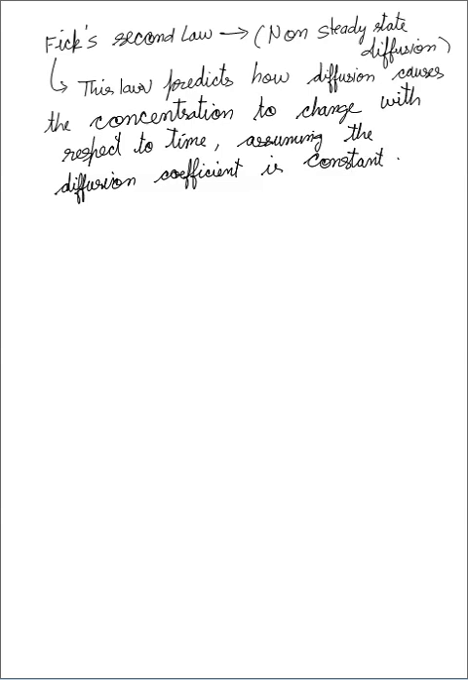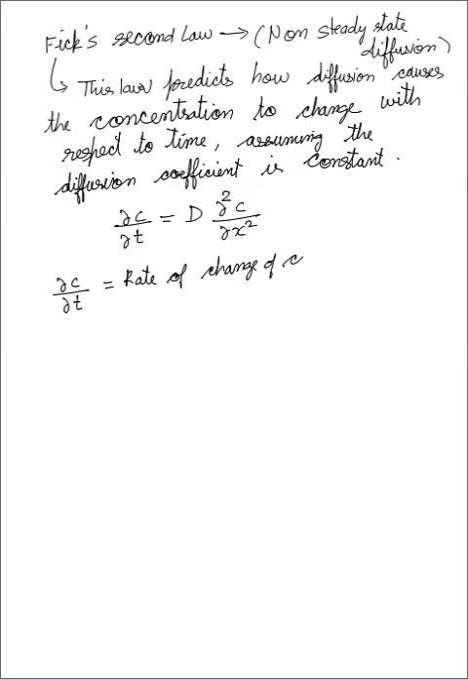Now mathematically we can write ∂C/∂t is equal to D ∂²C/∂x². Now what is ∂C/∂t? Basically the change in concentration with respect to time, so it is the rate of change of concentration with time.